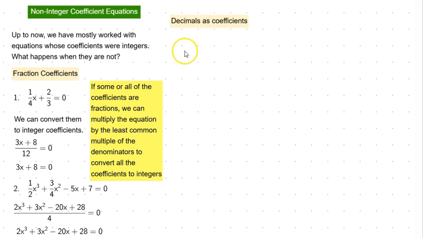How about decimals as coefficients? 0.75x square plus 0.25x plus 0.3 bar is equal to 0. 0.3 bar is nothing but our recurring decimal. Now, how do we handle this? First, let's convert 0.3 bar into a fraction. So let t is equal to 0.3 bar.